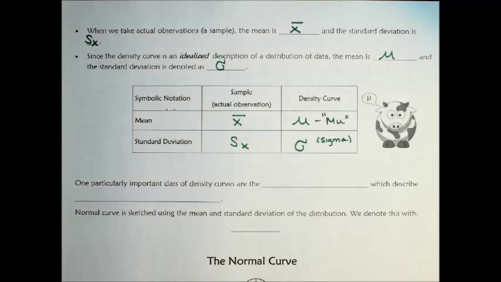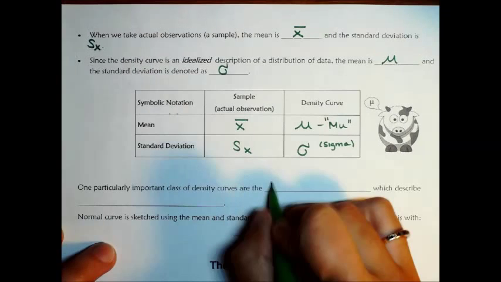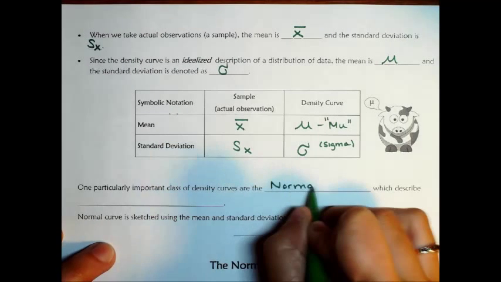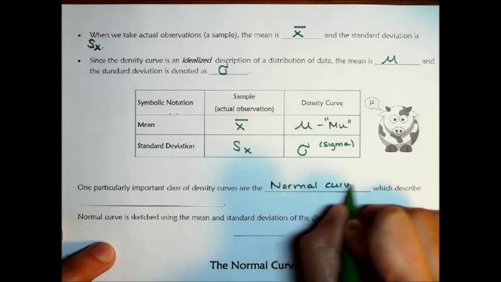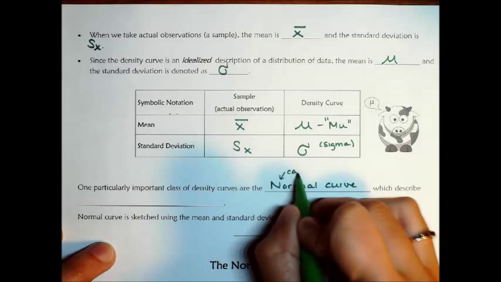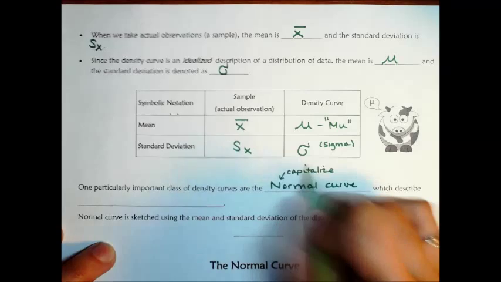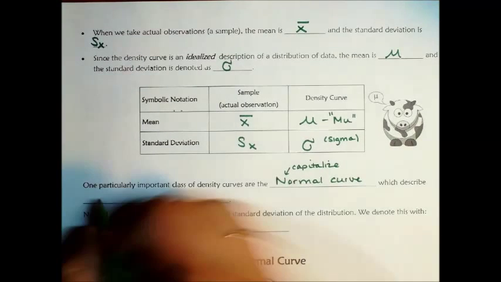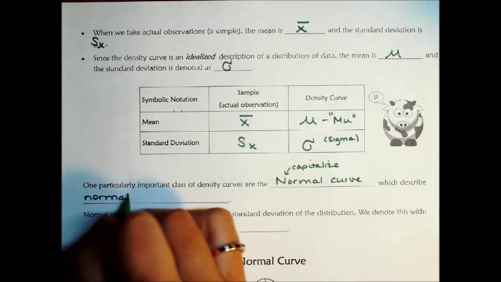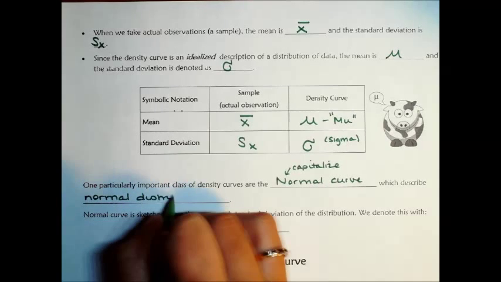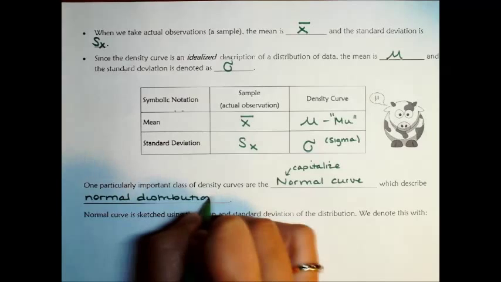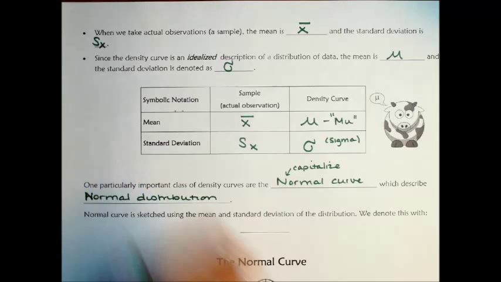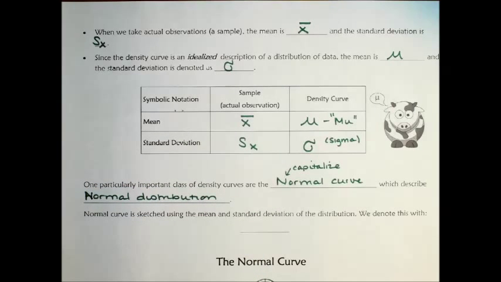So one important class of density curves are called the Normal curves. And yeah, it's weird, but anytime you're talking about a Normal curve, it's going to be capitalized. And a Normal curve describes a Normal distribution, which we know is symmetric. Look, I already made the mistake, capital. So we know that it's symmetric, but it also follows a special shape. It follows a bell curve.